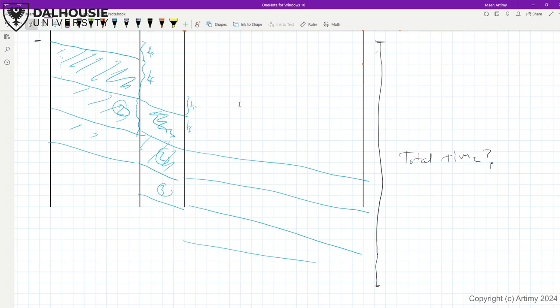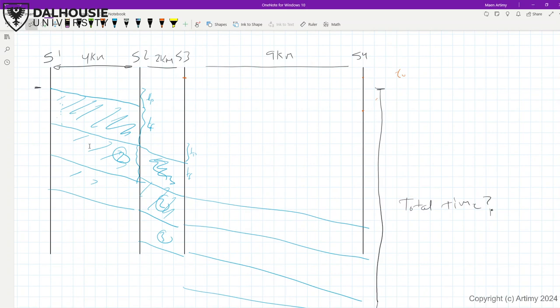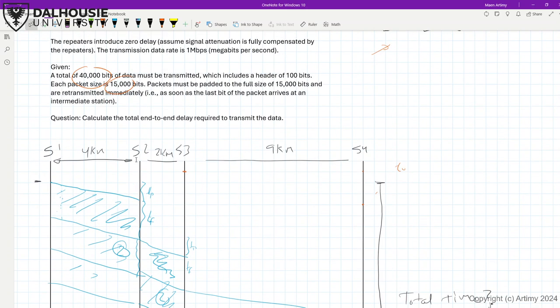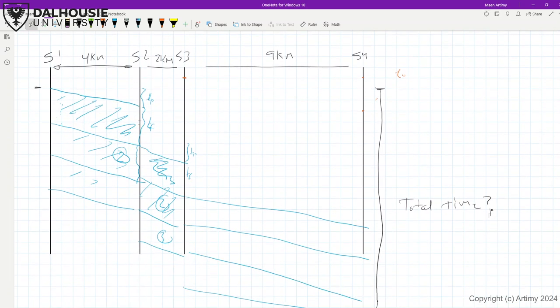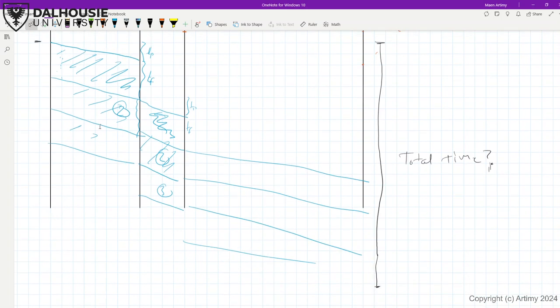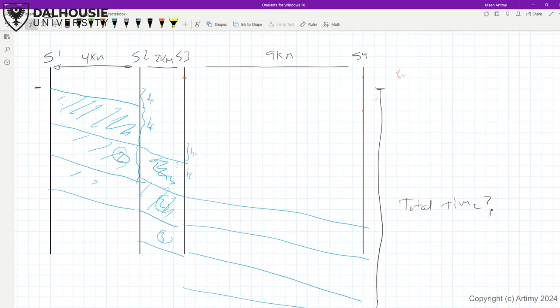Okay, so now we don't really know how many packets yet. It could be 2, it could be 3, it could be 4, but this is the general approach. So I'm just going to repeat what we understood so far.